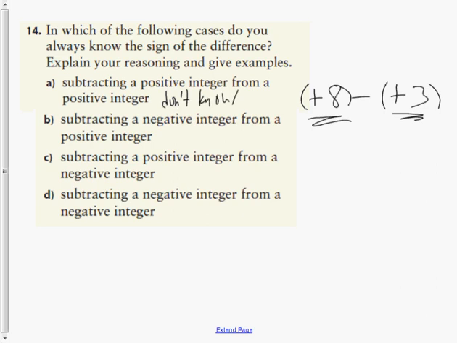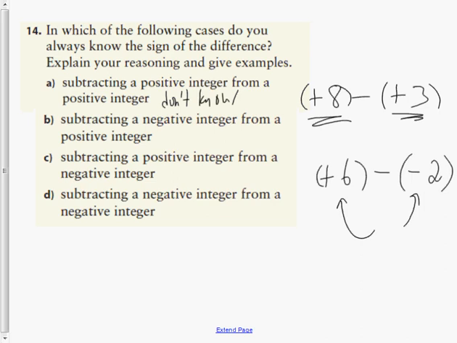But if we have a positive integer and we subtract a negative integer from it, do I always know what kind of answer I'm going to get? Or do I not know? Let's just put some numbers in there. Let's make it a positive 6, take away a negative 2. Will that be a positive difference or a negative difference? Positive. The answer would be positive 8.